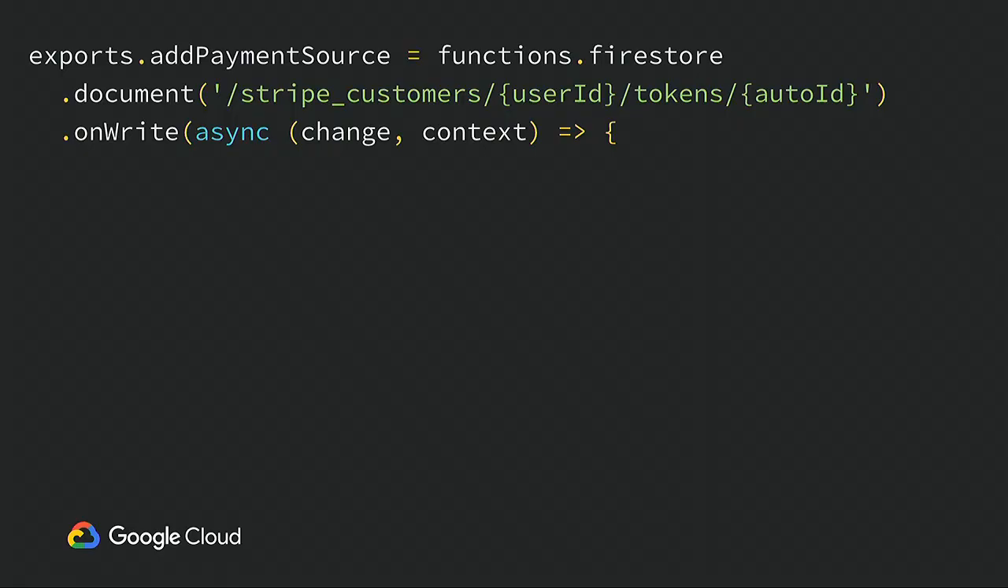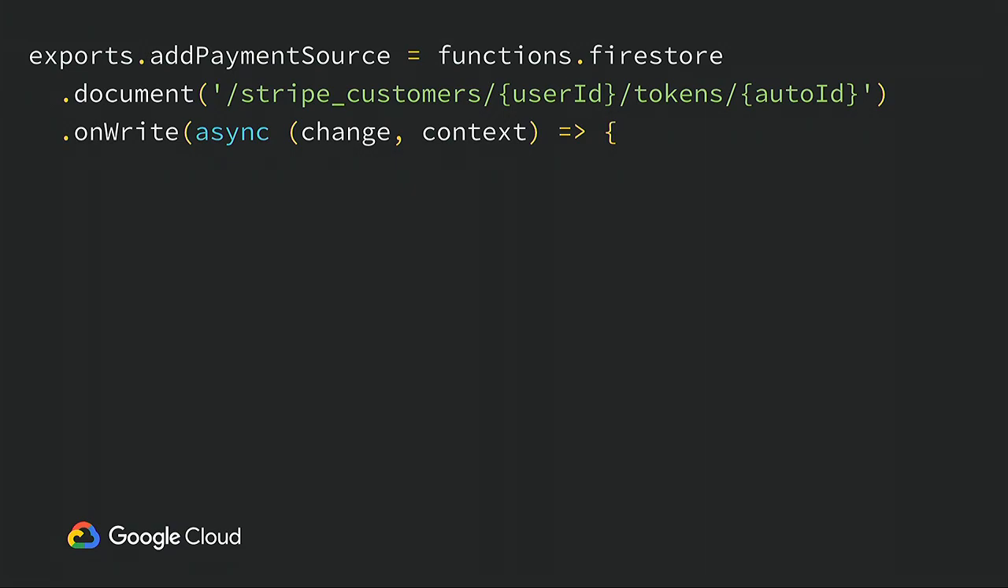So here's what that cloud function looks like in code. Our function is called addPaymentSource. And in terms of its form, we have functions again, .firebase, or .firestore, instead of, in the previous case, you saw auth. Here we have a document, which is Stripe customers user ID, tokens, auto ID. This is where that token is being written. You'll see that a couple of these fields are in brackets, which means that they are wildcards. So whatever happens to be in that place will still trigger this function. It doesn't need to actually say user ID. In this case, it's actually going to be the Firebase user's UID.